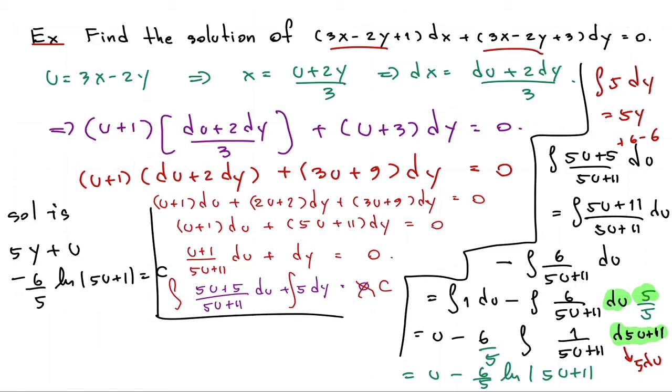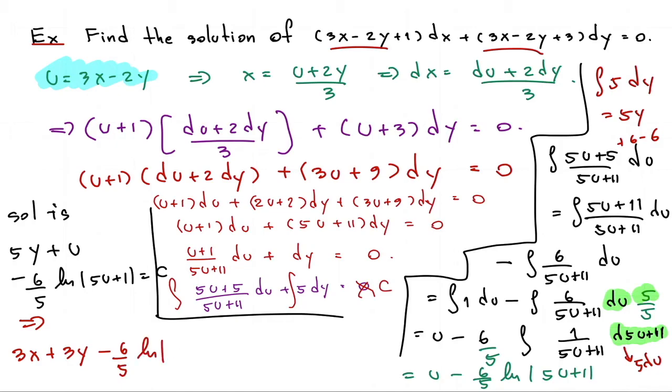Okay, but u is what? U is actually 3x minus 2y, right? 3x minus 2y. So we have here, it becomes 3x minus 2y. It becomes 3x plus 3y minus 6 divided by 5 log of 3x.